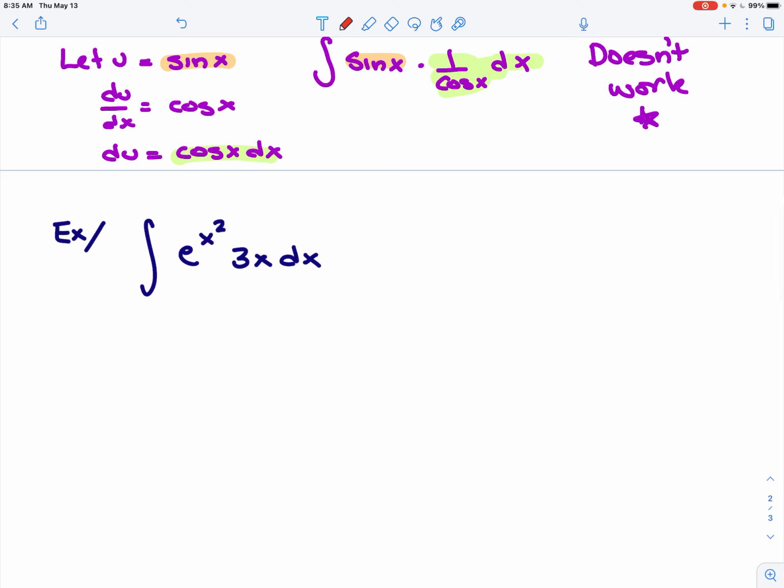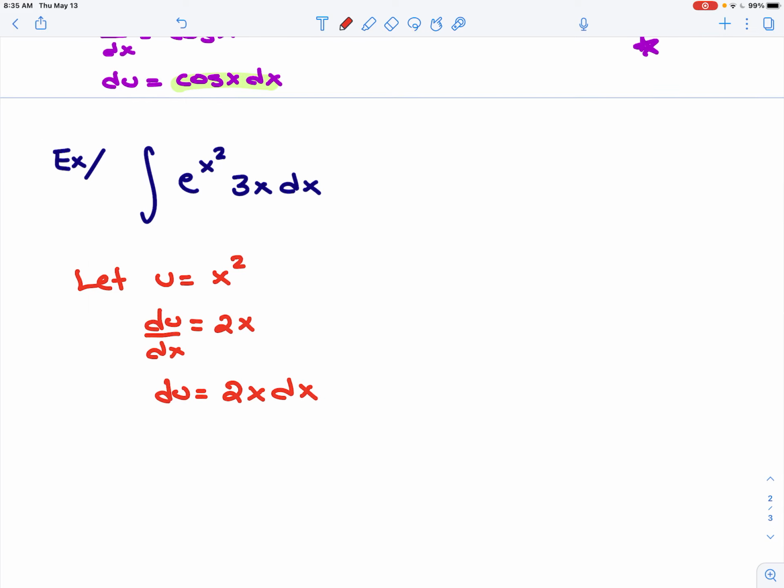So we want to let u be the x squared, because solving e to the u is something we can do, and the derivative of a quadratic is linear, and that's sitting there. So let u equal x squared, ignore the question, du dx is equal to 2x, so du is equal to 2x dx.